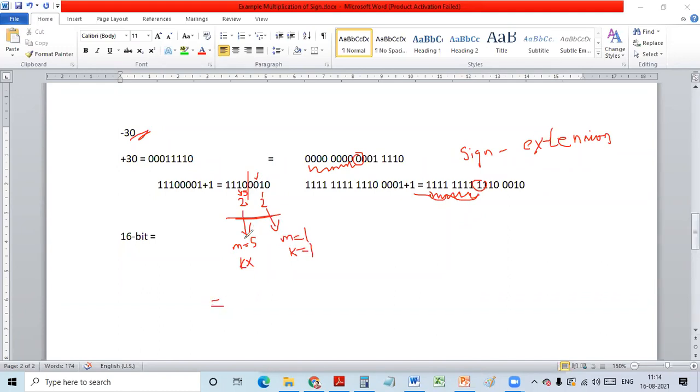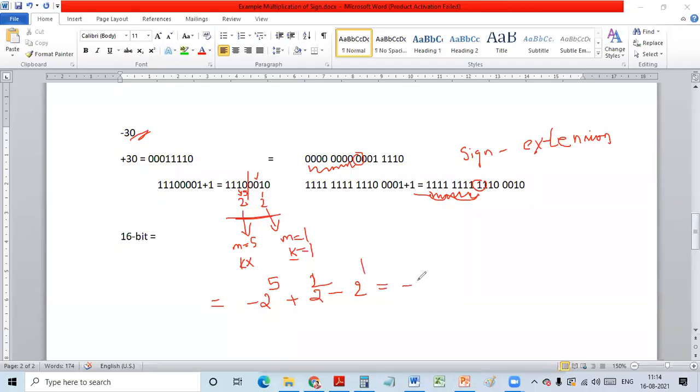Now by combining, there is no k, so the additive term will not be there. There is m, so the negative, subtractive term is 2 power m, which is nothing but 5. Plus, there is k, so the additive term is 2 power k plus 1, 1 plus 1, which is nothing but 2. Subtractive term minus 2 power m, which is nothing but 1.